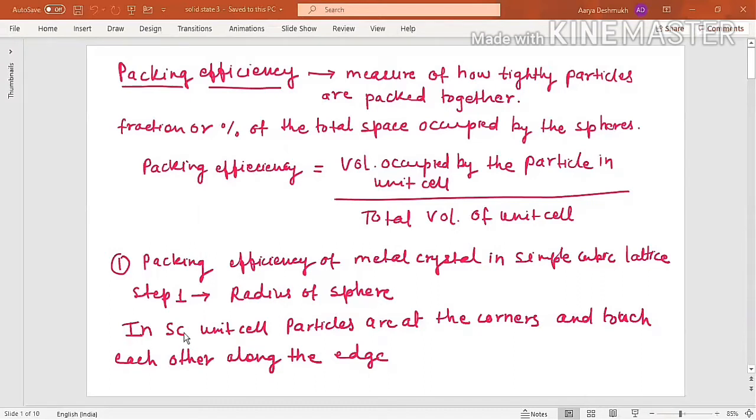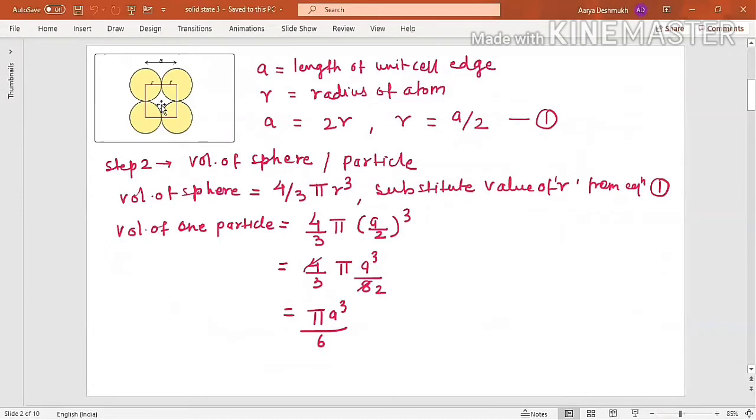Now in a simple cubic unit cell, particles are at the corners, and at the corners they touch each other along the edge of the unit cell. How is this so? We can show it this way. Here, this is the simple cubic unit cell. The particles at the corners are touching each other along this edge.